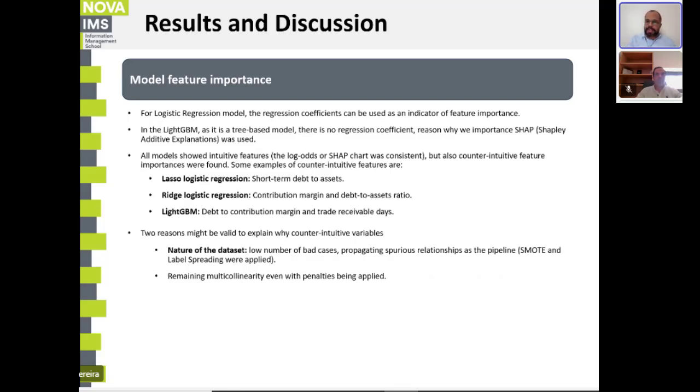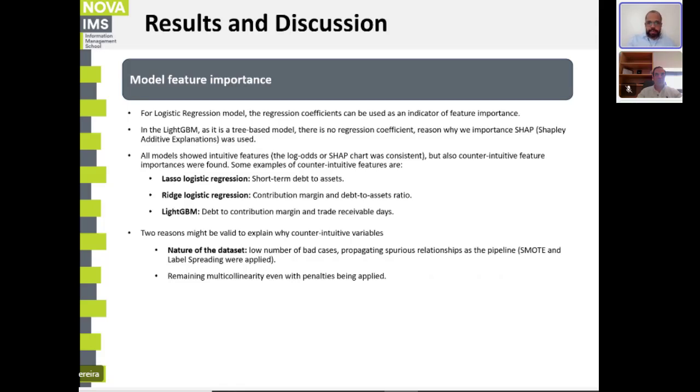But I would like to point out that there are some features that are counterintuitive, and some examples are the ones below. In the logistic regression, the higher the short-term debt to assets, the more it led to a negative coefficient. So it's counterintuitive when we talk about experience in the industry. Same thing, for example, in the ridge, the contribution margin had positive coefficients, and I would expect the coefficients to be negative. This is because of corporate experience. We know that companies that can generate higher margins are less likely to default.